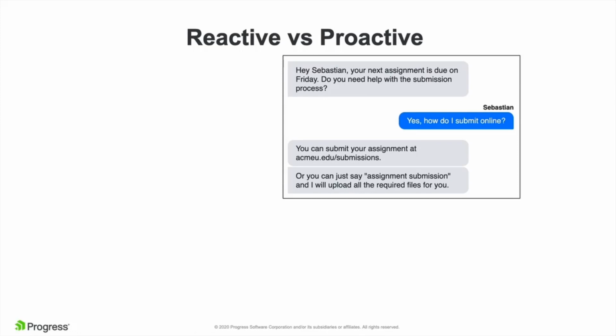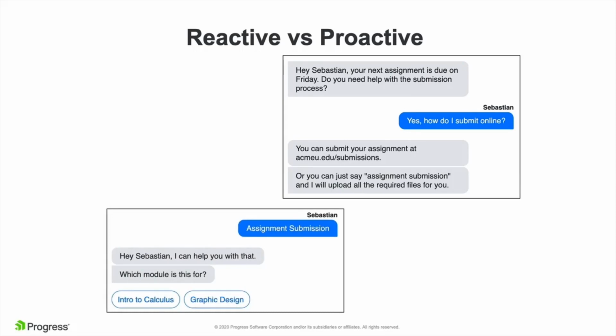And at that point, the user can say, yeah, help me do that, or give me some more information. And the chatbot can say, yeah, you can submit it at this URL, or I can help you with the submission. Just say assign submission, and I'll help you with uploading all the required files. This is a proactive approach. And then obviously the reactive one will be when the student says, hey, assignment submission, and the chatbot can then react to that and say, hey, Sebastian, I can help with that. Which module is this for?